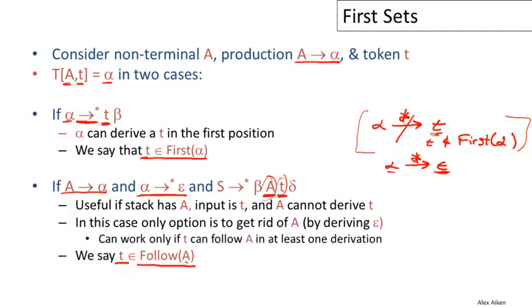Notice that we're not talking about A deriving T. A does not produce T. T appears in a derivation after A. So the A and the T here don't have anything to do with what A produces. This has to do with where A can appear in derivations. All right, so if the T can come after the A in a derivation, then we say that T is in the follow of A.